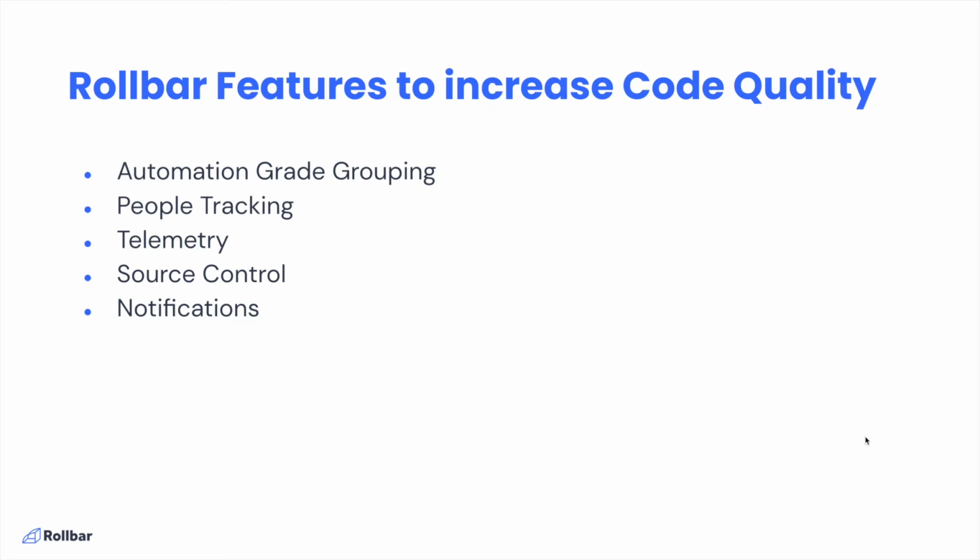So we'll start by reviewing automation grade grouping, then we'll look at people tracking, the telemetry data that can be provided by certain SDKs, the source control integration, and then we'll close out by looking at the notifications. And after that, we'll go over into a demo and we'll look at all of these features and how they work.